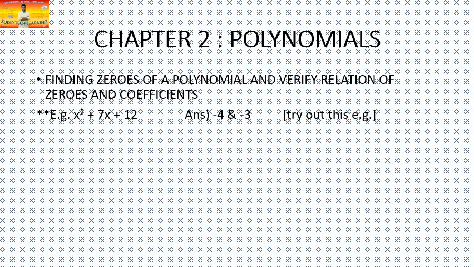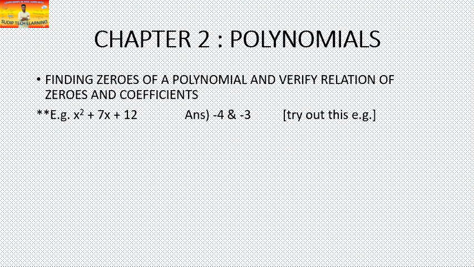For example, this x square plus 7x plus 12. You have to solve this equation. How to solve? Just splitting the middle term. It is as simple as that. We are doing this in 9th standard. Again, it is the same thing: splitting the middle term, solve it. I have given the answers for this. You can try out this example.